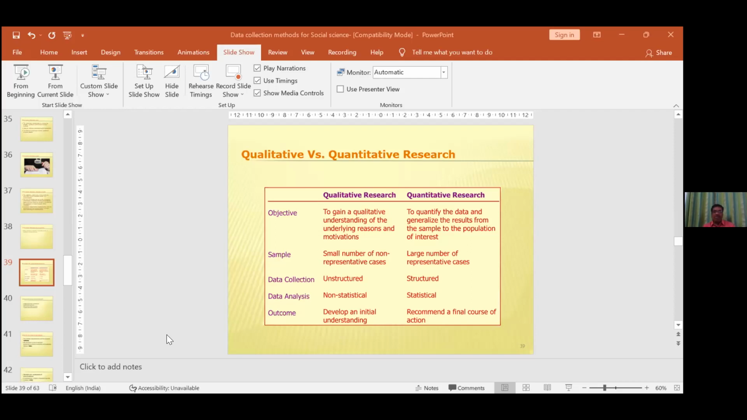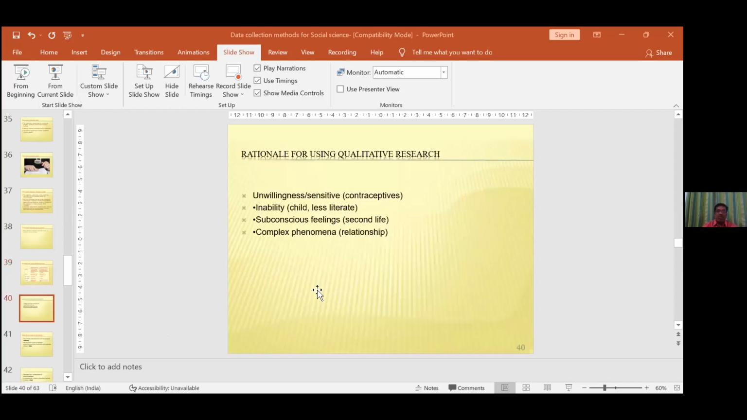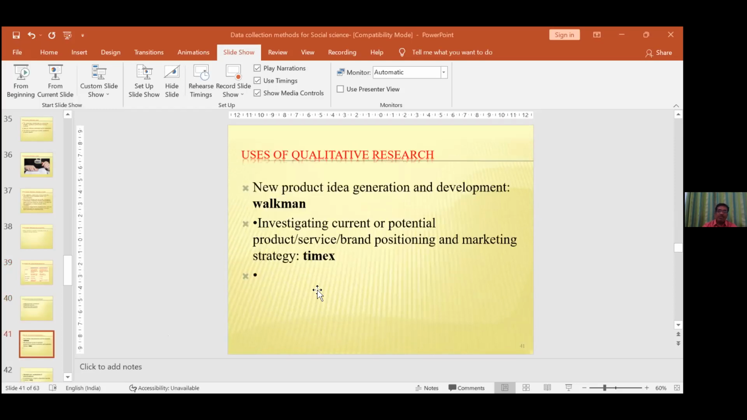What is the outcome of the qualitative research and what is the outcome of the quantitative research? The outcome of the qualitative research is to develop an initial understanding. That is the outcome of qualitative research. What is the outcome of quantitative research? Managerial decision making. Managerial decision making is the outcome of quantitative research. Okay.